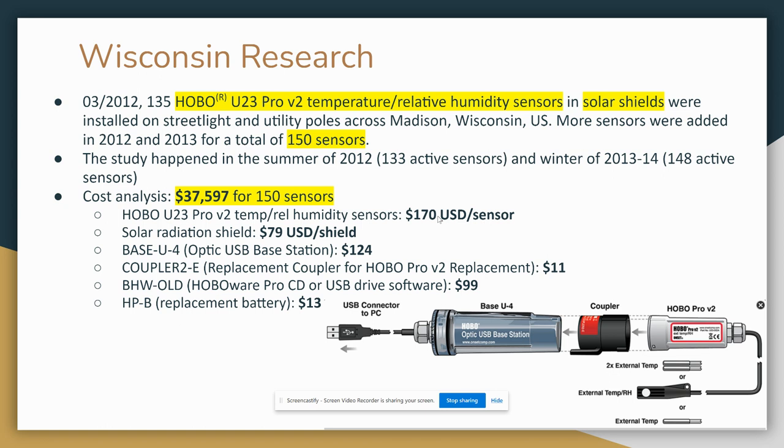Another approach was done in Wisconsin. In this Wisconsin research, permanent temperature sensors are used. This approach, although it does not rely heavily on labor, is very expensive. As we can see, the cost of 150 sensors is about $40,000. That's not good. We want a solution that can offer both cost efficiency and minimum labor.